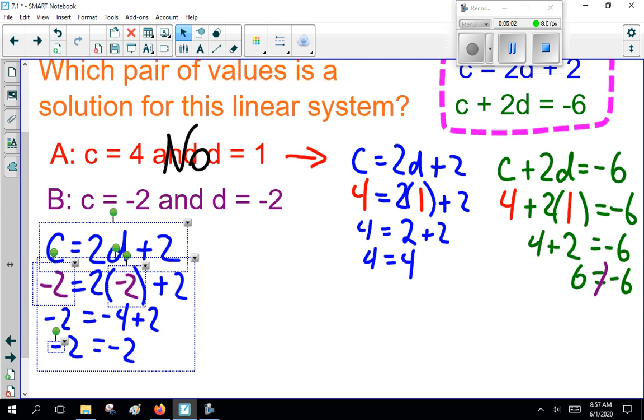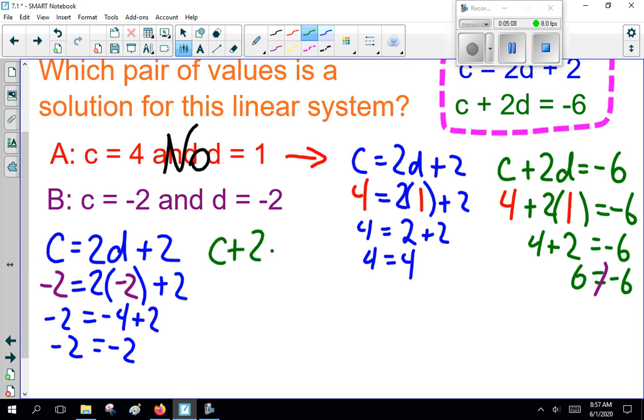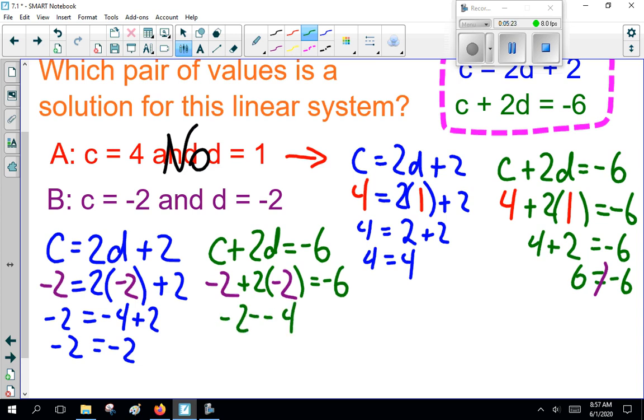But where have we seen it works before for one of them? Really quite recently. So let's check the other one. C plus 2D equals minus 6. So here C is minus 2, D is minus 2. 2 times minus 2 is minus 4. So what is minus 2 plus minus 4? Minus 6 equals minus 6. So, woohoo! It works for both of them. Actually, I should put a check mark there because it did work for the first one. So the answer that works is C is minus 2, and D is minus 2.